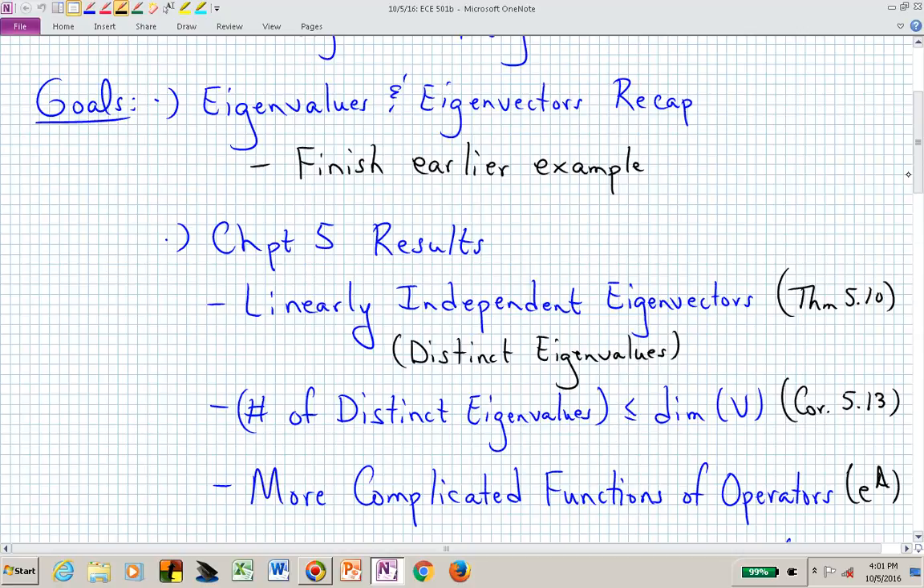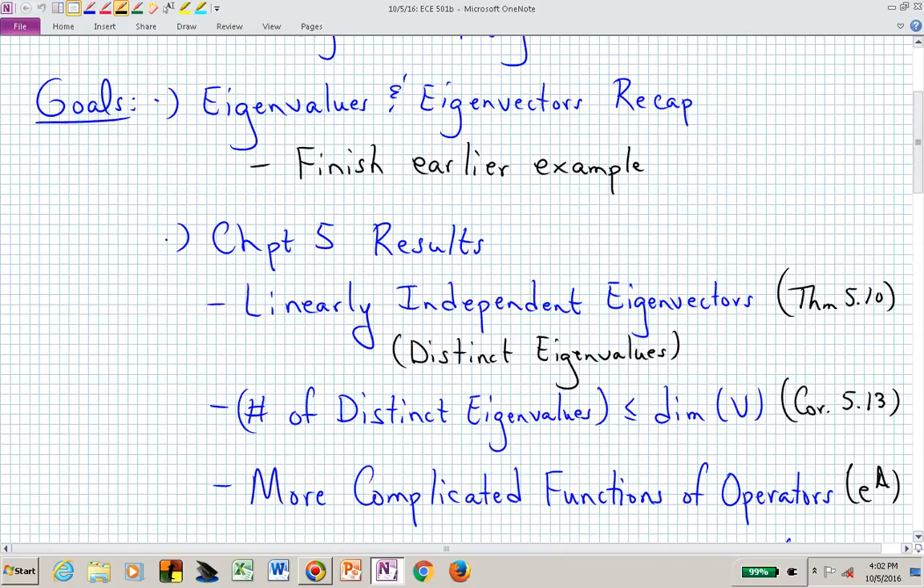Again, we're in chapter 5. I guess I didn't have to tell you that if you look at what theorem numbers and our corollaries are, but we want to finish an earlier example where we were illustrating a particular linear map or operator that didn't have real eigenvalues. I think we got through the non-real solution to our second order equation, and then we will start stepping through some other results from chapter 5.